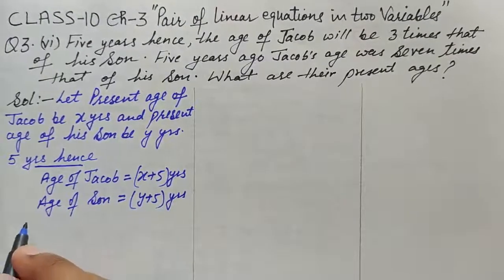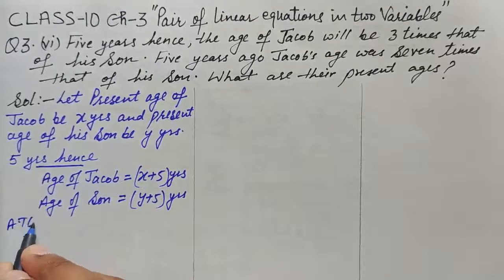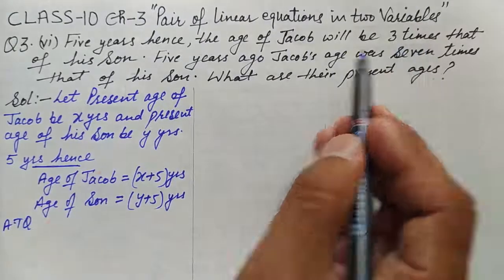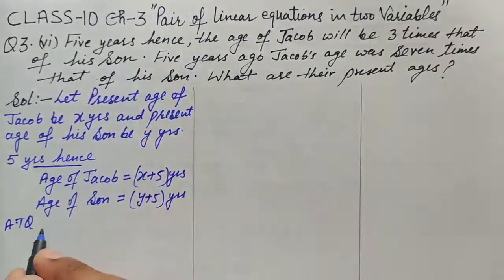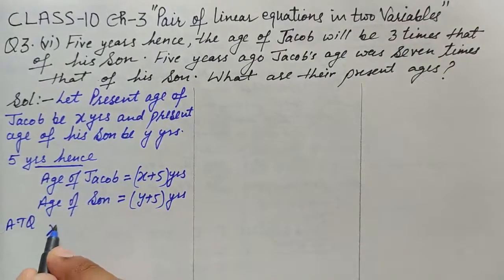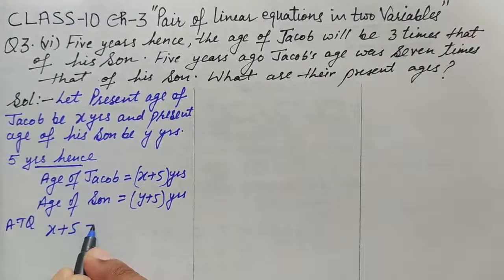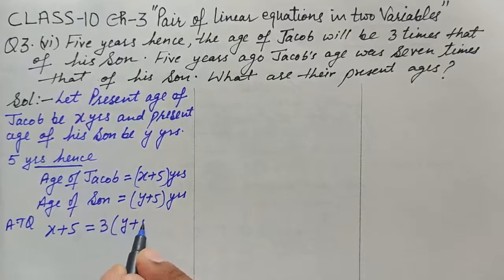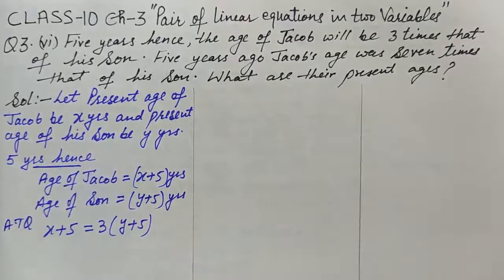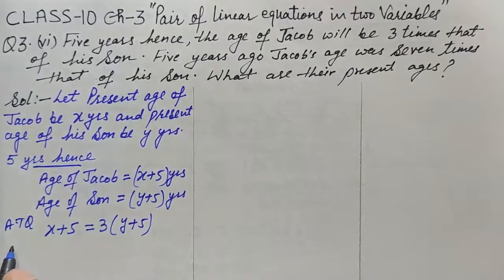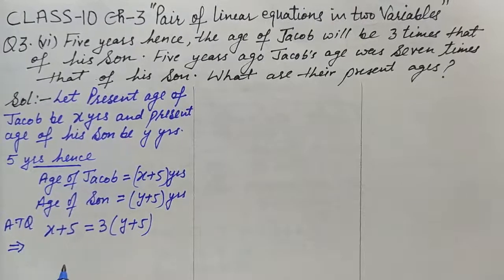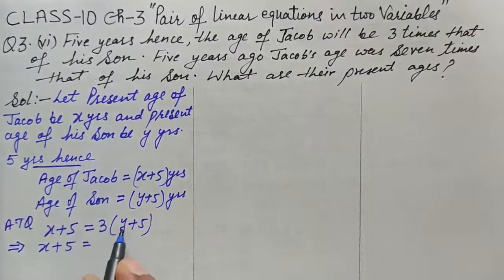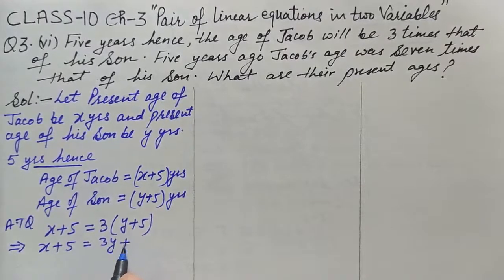Now the condition, according to the question, is that the age of Jacob will be 3 times that of his son. So age of Jacob, that is x plus 5, will be 3 times the age of son. This is the age of son after 5 years. So from here we have the first equation. Let's see what the equation will be. It becomes x plus 5 is equal to 3 into y, that is 3y plus 15.